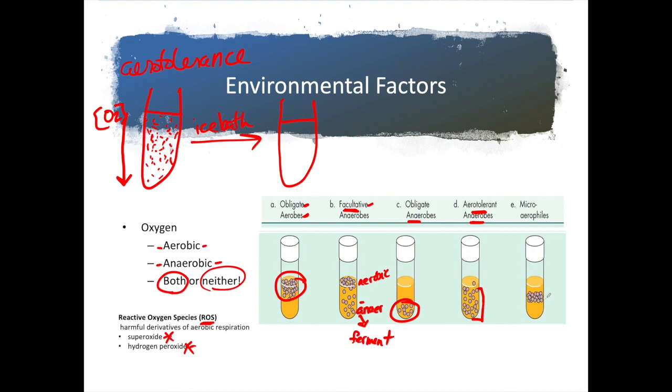I call them Goldilocks because up here is too much oxygen, down here is too little oxygen, in the middle is just right. So these guys require low levels of oxygen, but they can't live without the oxygen. So they are neither aerobic or anaerobic, they're somewhere in between. So they are microaerophiles. They need microscopic or micro amounts of oxygen. Aero means oxygen, anaero means no oxygen. So they need very small amounts of oxygen.